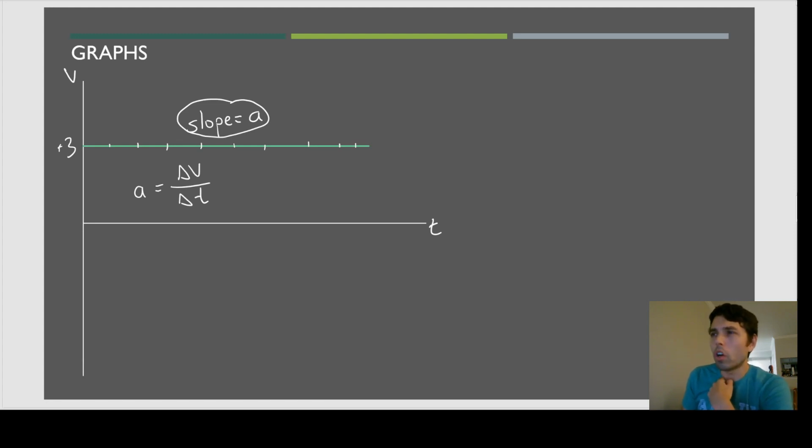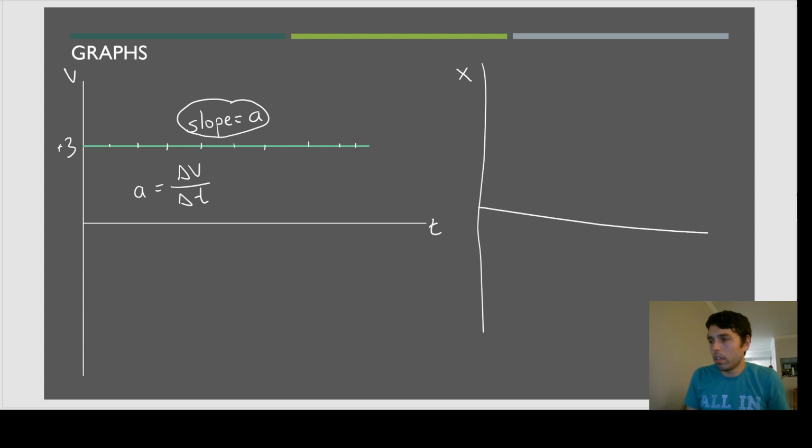Now I also want to translate the graph from a velocity time graph to a position time graph. Okay, let me try to draw a straighter line here. I can do it. There we go. All right, not bad. All right, so what would this look like?